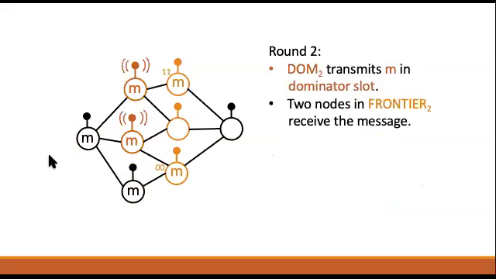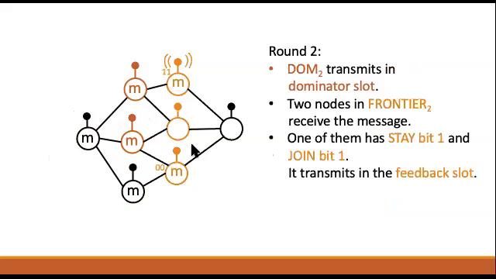In the second round, the 2 brown nodes are in the dominating set, and they transmit the source message in the dominator slot. The 3 orange nodes constitute the frontier, and 2 of these nodes receive the source message, the top one and the bottom one.